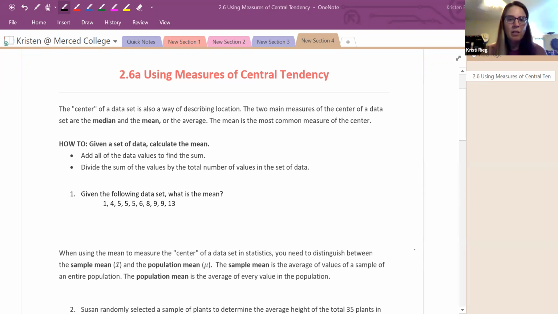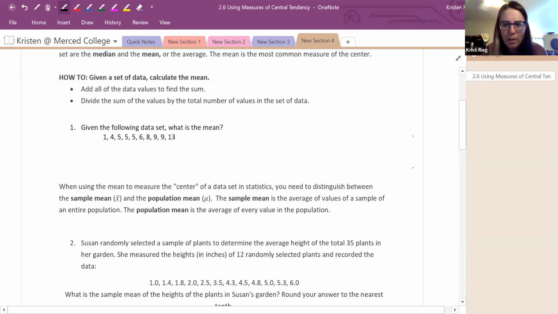So here's the basic way to find the mean. This is the way everybody knows how to find the mean. We're going to add up all the data values, and we'll divide by the total number of values in that data set. Okay, so here is our data set.